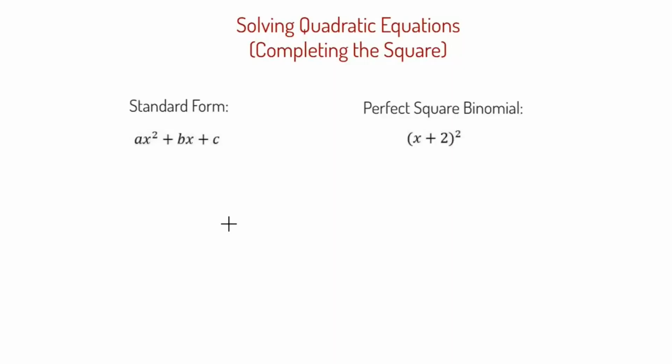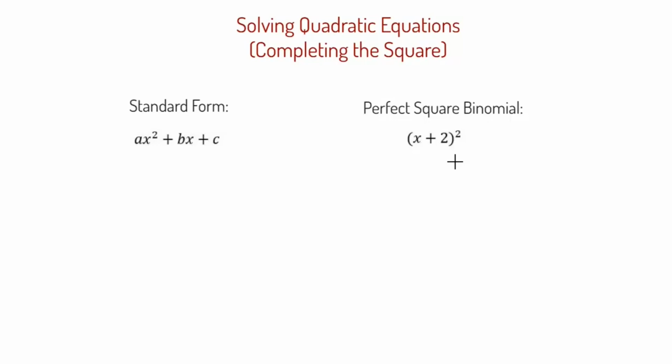So let's take a look at how we can solve quadratic equations by what's called completing the square. Before we jump into how exactly we do that, there's two things that I want you to know and remember. One is the standard form of a quadratic equation, which if you remember is ax squared plus bx plus c, and what's called a perfect square binomial. This is kind of what we're trying to achieve using the completing the square method. Basically it's just a binomial in parentheses squared. That's what we're trying to get to by the method that we're using here.